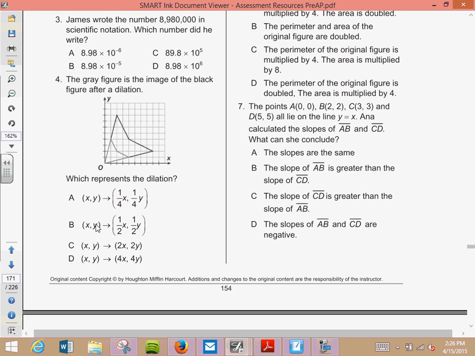Good. All right, the points A, B, C, and D all lie on the line y equals x. And I calculated the slopes of A to B and C to D. What can we conclude? The slopes are all the same. The slope of A and B is greater than the slope of C and D. The slope of C and D is greater than A and B. And the slopes of A and B and C and D are negative. What can you say? Why is it that it's A? How do you find the slope?